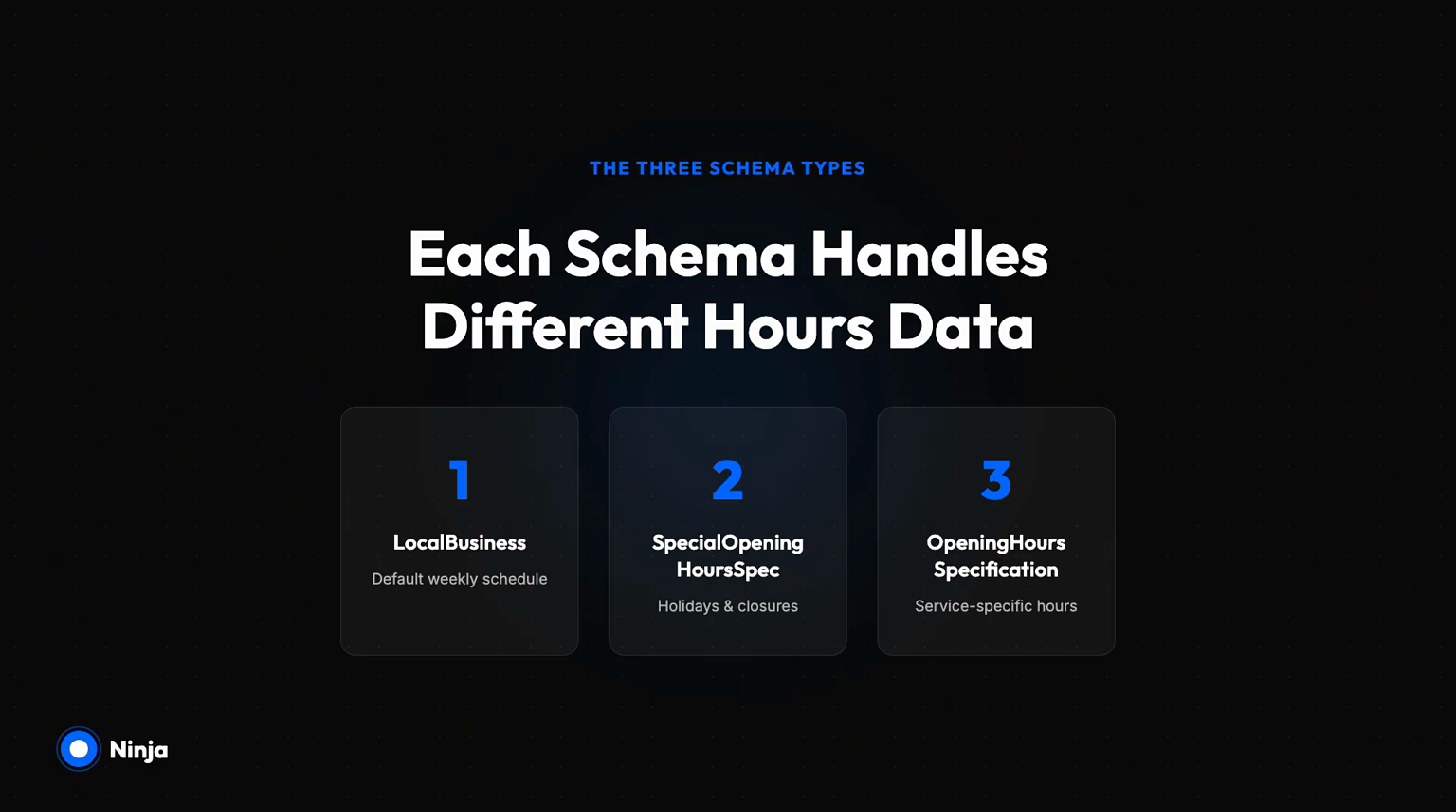Your opening hours property needs to be an array, not a single string. Each day gets its own object with day of week in full format, Monday, not mon, and times in 24-hour format with no colons. 9 a.m. is 0900, not 9 o'clock.